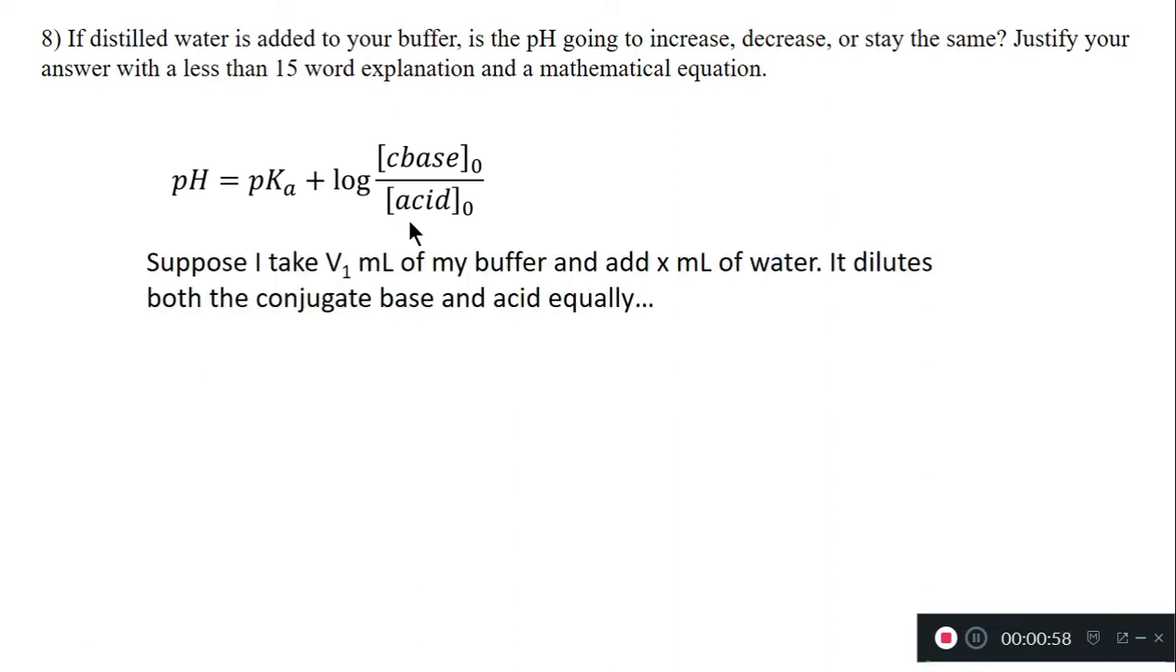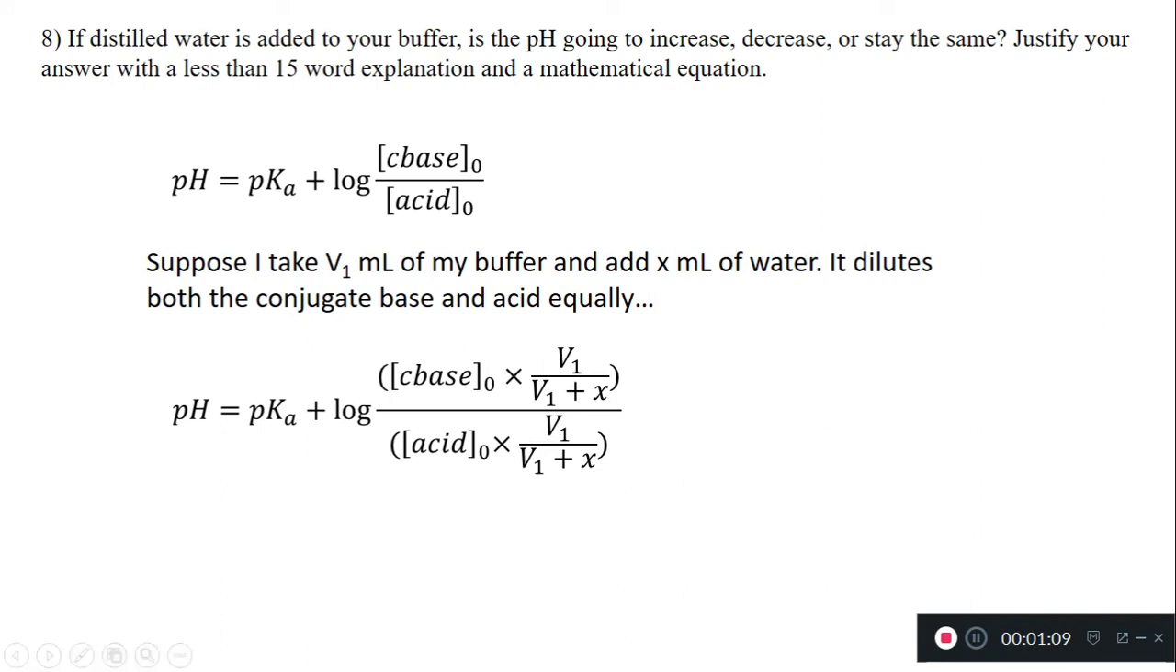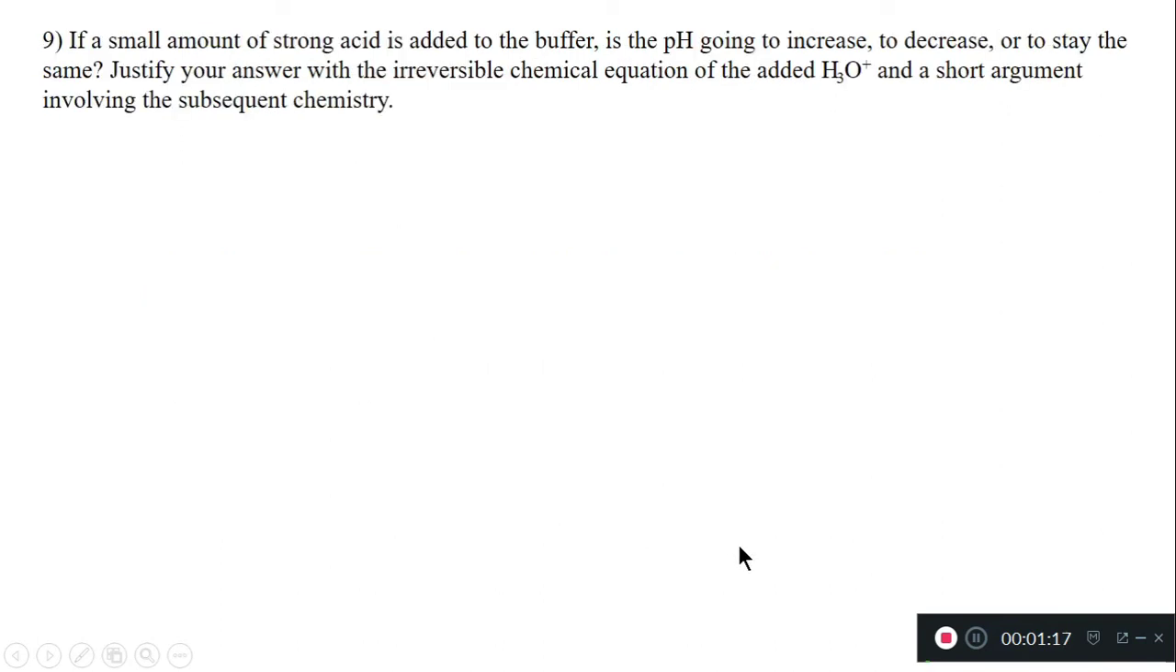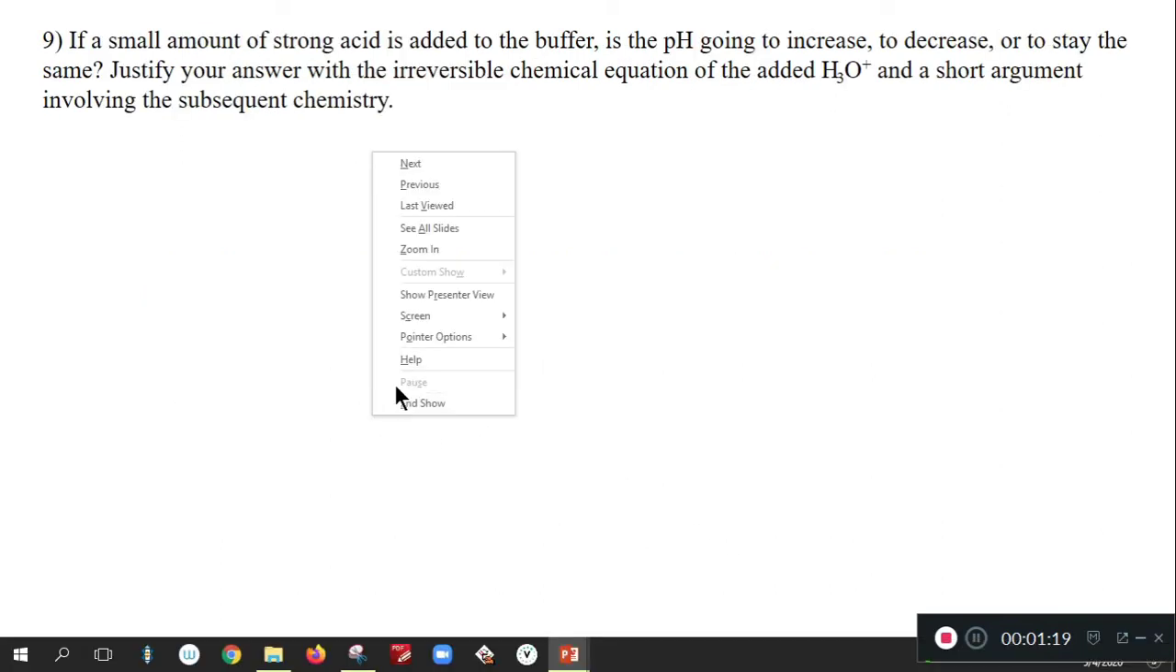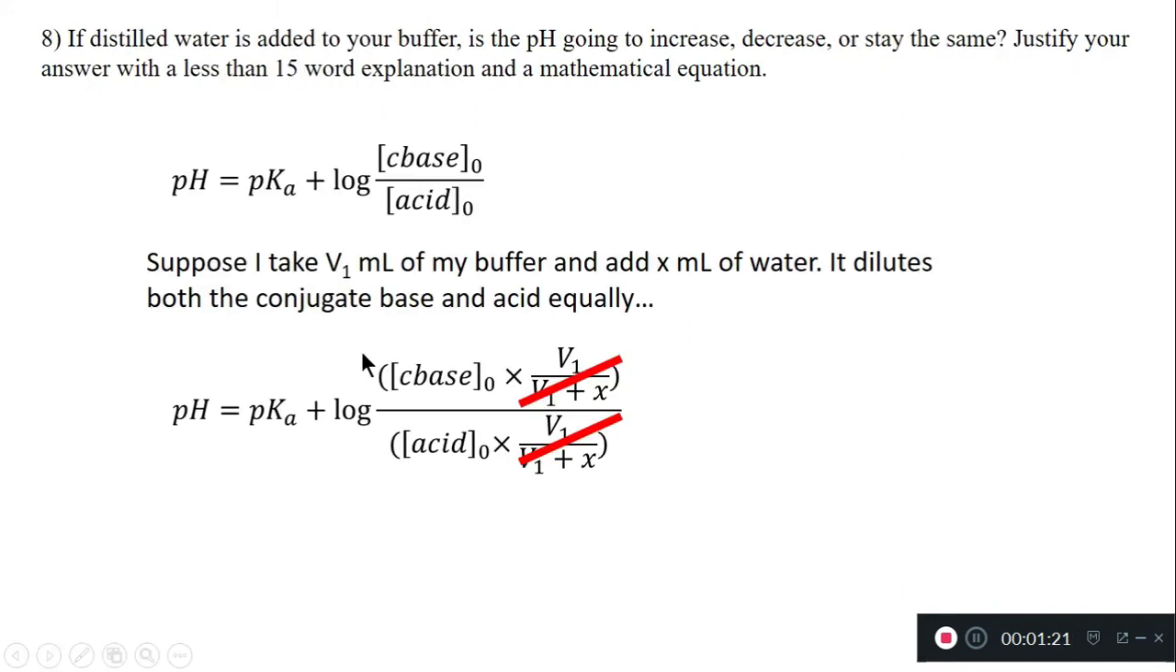So I want to see what's going to happen to that if I add some water. Well, water is just going to dilute it, right? So I can get some math in here and take V1 milliliters of buffer and X milliliters of water to show you what's going to happen. But it's going to dilute the conjugate base and acid equally. So if I actually were to calculate it out, notice I have this factor on the top and on the bottom, and they cancel out. So I end up with the exact same ratio that I had before. So whatever the pH was before the water, it's going to be the same. It's not going to change the pH.